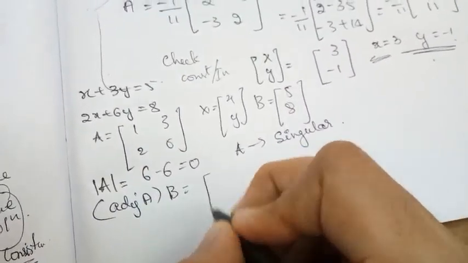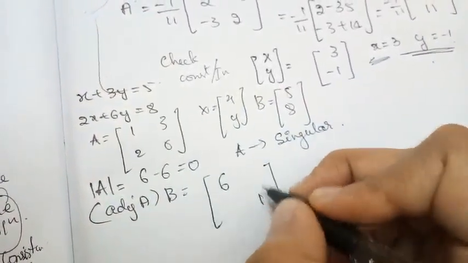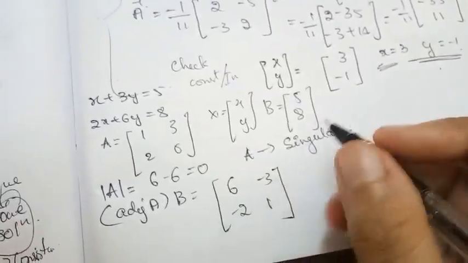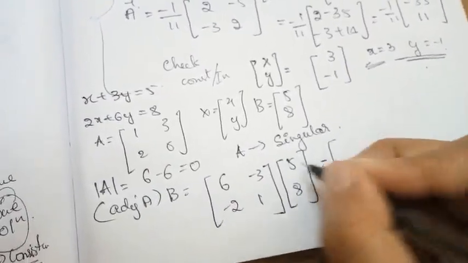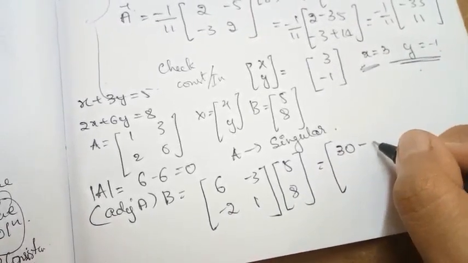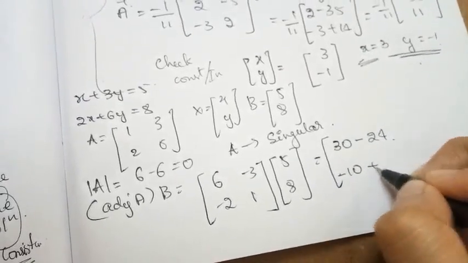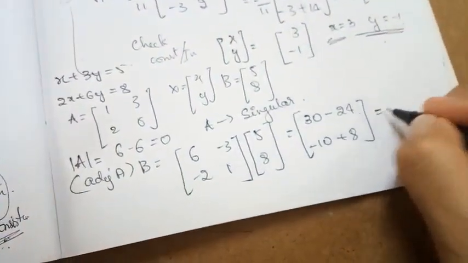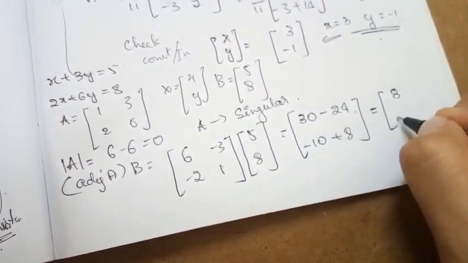So what is that adjoint A? Since it is a matrix of order 2, adjoint A is nothing but 6, 1, minus 3, minus 2. Interchanging this diagonal, changing the sign of the other diagonal. What is the matrix B? 5, 8. So what are we going to get? 5 sixes are 30, minus 8 threes are 24, and again 5 twos are 10, plus 8. So what is the value we are going to get? 30 minus 24, it is 6, and minus 10, plus 8, it is nothing but minus 2.